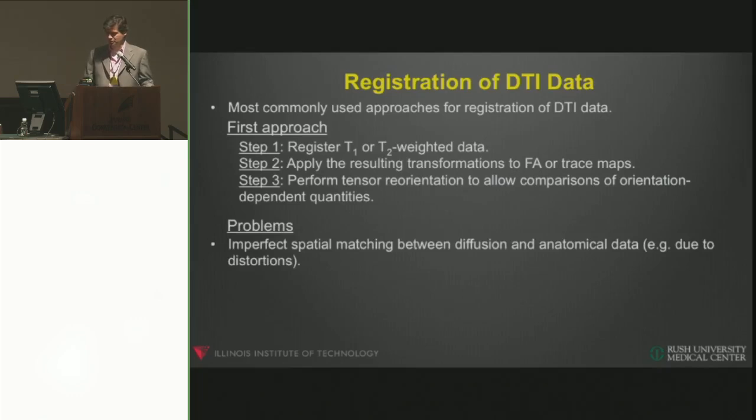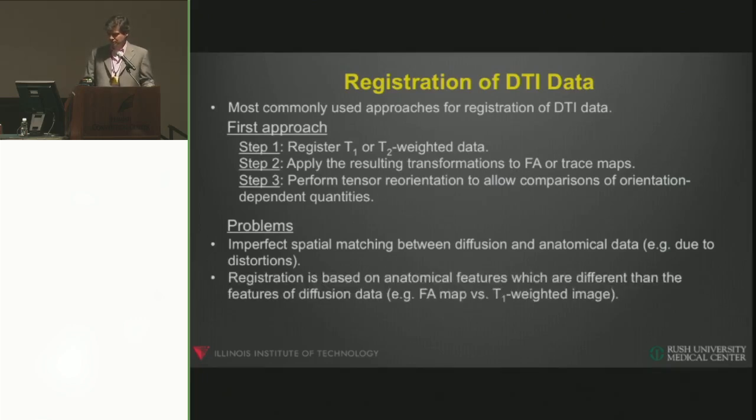However, this approach has some really important problems. The first one is that you have imperfect matching between the T1 or T2 weighted data and your DTI data. Which means that if you calculate your transformations based on T1 or T2 weighted data and you apply them to the FA data, you're going to be applying the wrong transformations in some parts of the image.